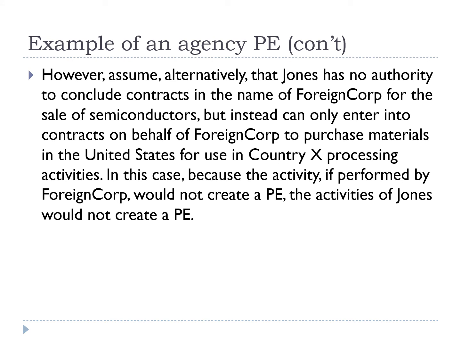However, assume alternatively that Jones has no authority to conclude contracts in the name of Foreign Corp for the sale of semiconductors, but instead can only enter into contracts on behalf of Foreign Corp for the purchase of materials in the United States for use in country X processing activities. In this case, because the activity, if performed by Foreign Corp, would not create a PE, the activities of Jones would not create a PE.